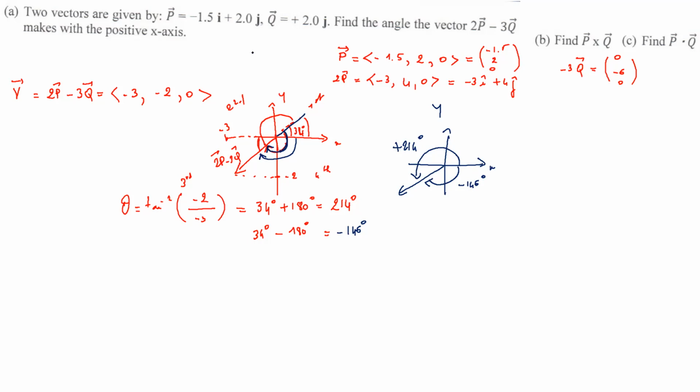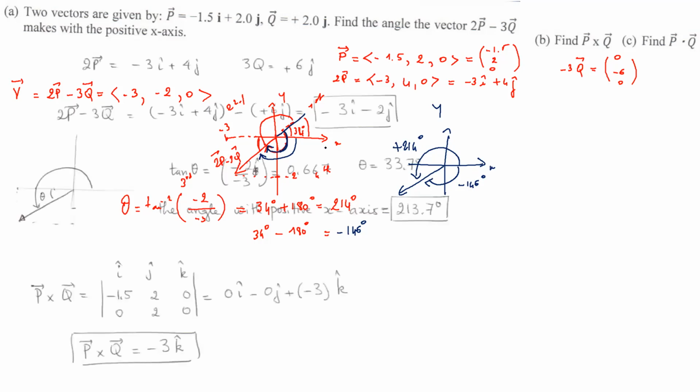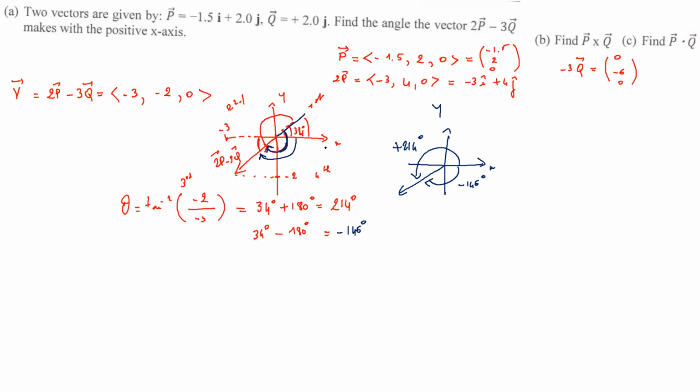Now, let's go to the next question. Find the cross product, P cross Q. You know how to calculate a cross product. So P cross Q will give me a vector. How can I get the vector? I will first start by my determinant. I will have i hat, j hat, and k hat.